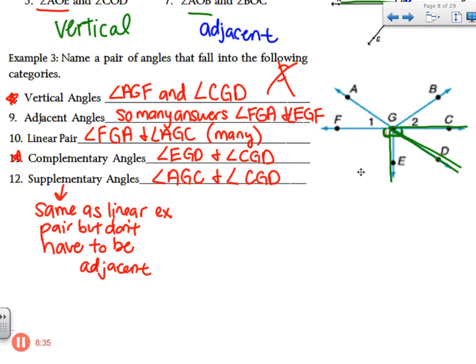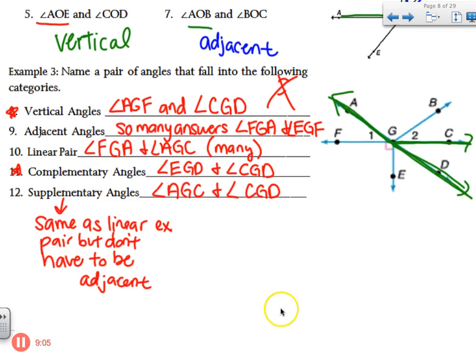Lastly, supplementary angles. You could have had all of your answers from number 10, or they don't have to be touching or sharing a side. So, for example, you could have done AGC, this angle, and then you could have done CGD. So then you've got your linear pair going this way. So it's kind of a one turned on its side. Okay, so again, there are tons and tons of answers to these problems. So if you want to make sure you're 100% right, raise your hand and I'll come check or ask a buddy. But that is how you name some angles.